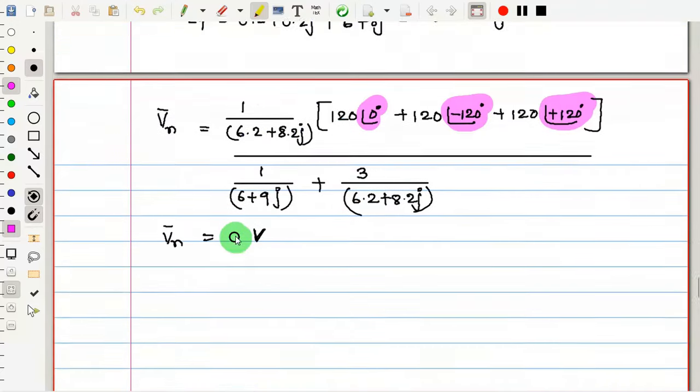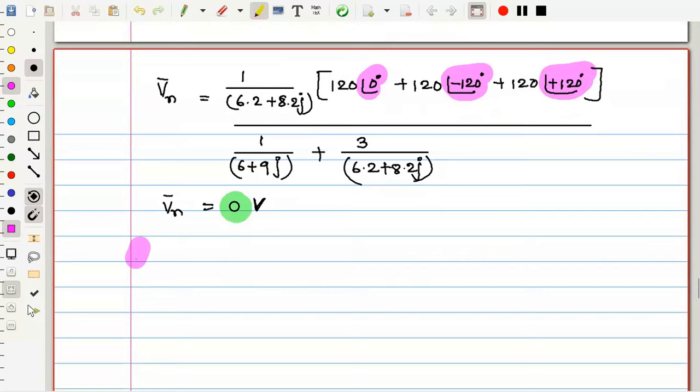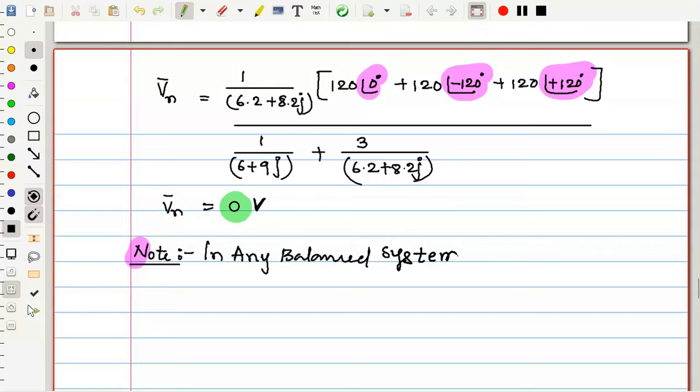Is this clear? Let me write very clearly, note, this is a very important observation which makes you simplify the problem to a greater extent. In any balanced system, and a balanced system is nothing but balanced source and balanced load, Vn is equal to 0. Neutral voltage is 0.